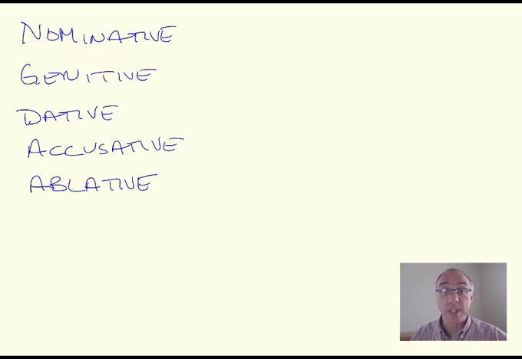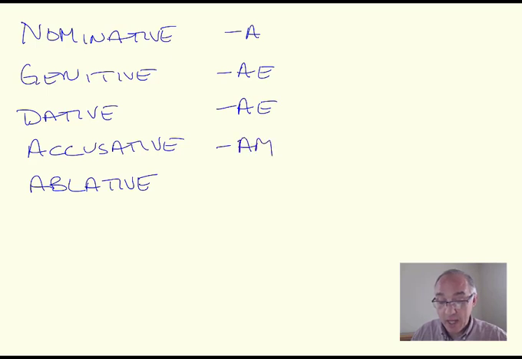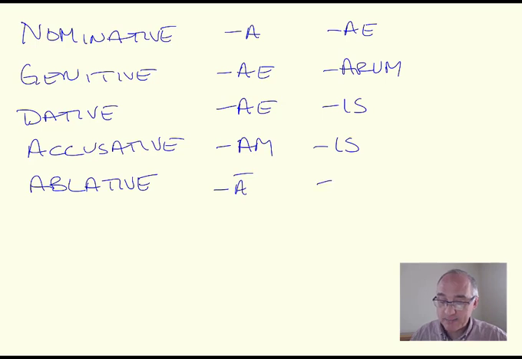And you were presented with the endings a, ae, ae, am, a with a macron, ae, arum, and then I just flipped to pronouncing them is, as. Let's do that correctly. I got distracted. Is, as, is.